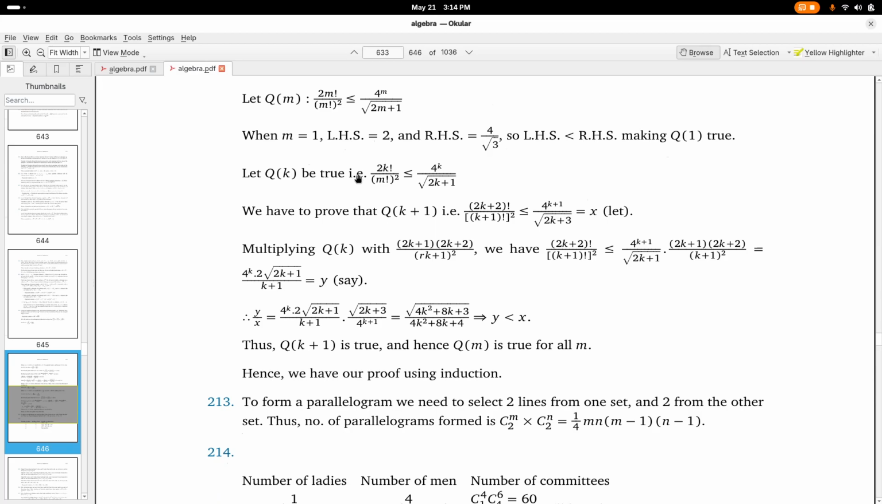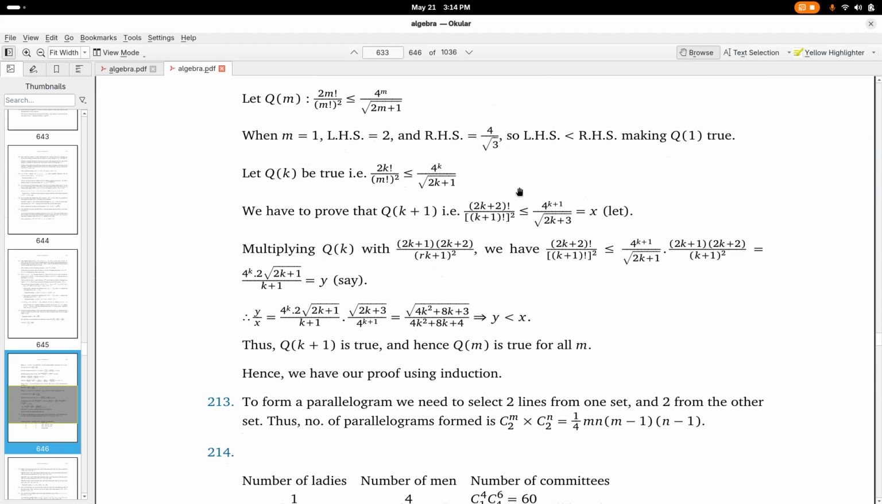And we again assume that Qk is true, and we have to prove that Qk plus 1 is true. We let it be x. Now we multiply Qk with 2k plus 1, 2k plus 2 divided by k plus 1 whole square. So we multiply with k plus 1 whole square.